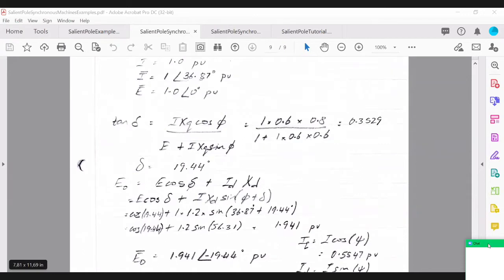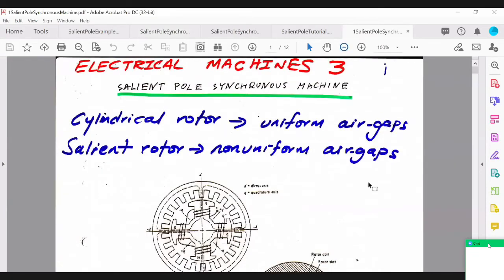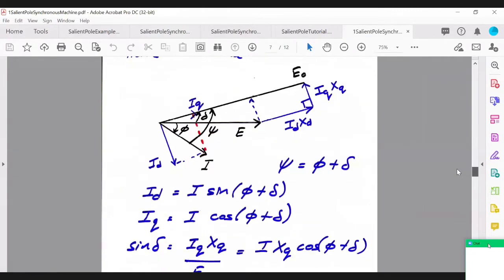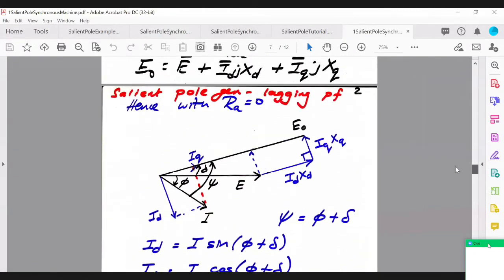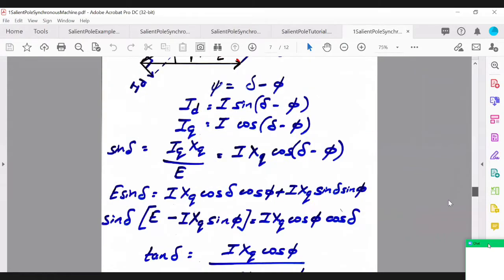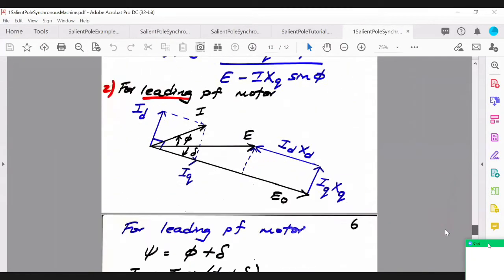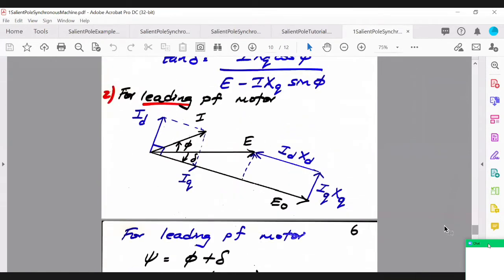Okay, I will just open the notes first so that we can go back to that phasor diagram. Right, so we're looking at the case where the motor is operating in leading power factor. This is the case here. Can you see the phasor diagram? Yes, sir, I can see the phasor diagram. Okay, thank you.